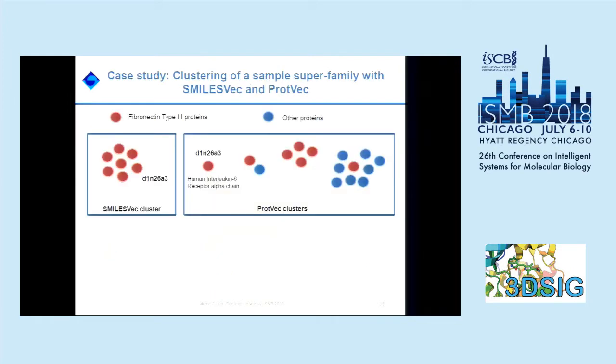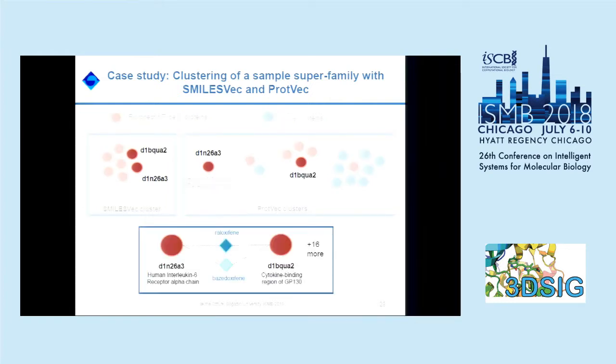So this is a simple case study that we chose from our results, and it's a clustering of a sample superfamily. We have 7 proteins from the same fibronectin type 3 superfamily, and as you can see, they are clustered together in SMI-SIG, but PROTVEC, which is based on sequence similarity, clustered them into 4 different clusters, and it even clustered this protein on its own.